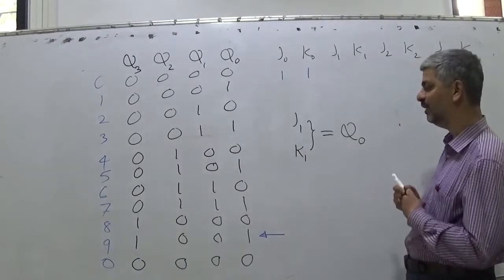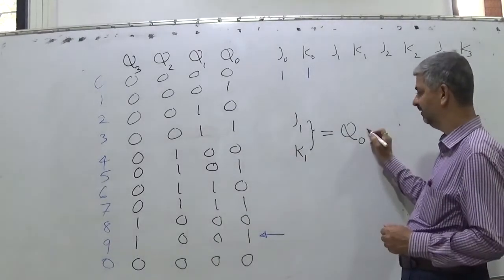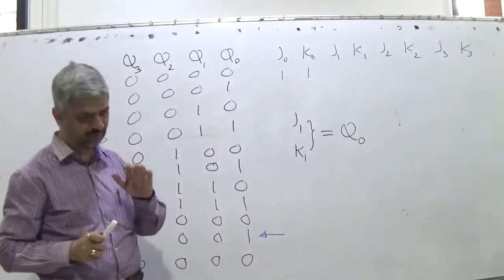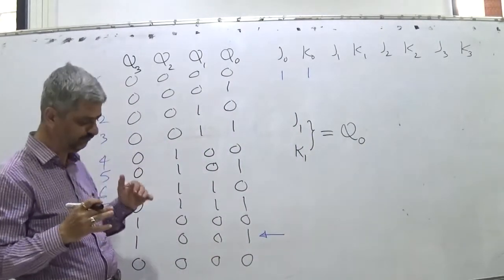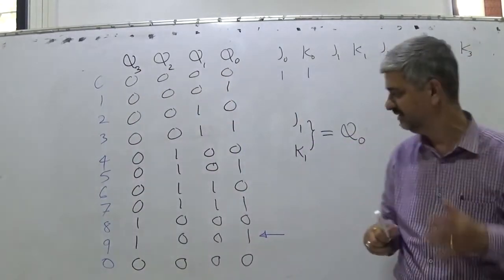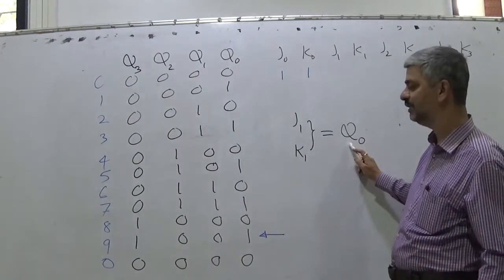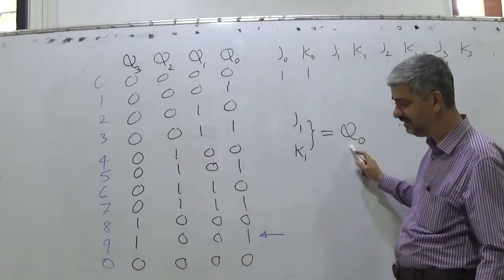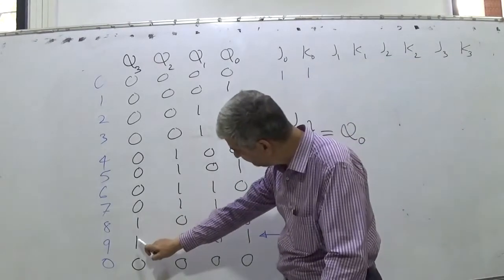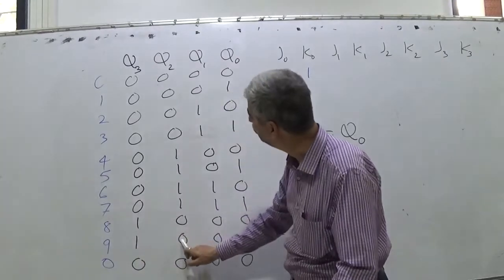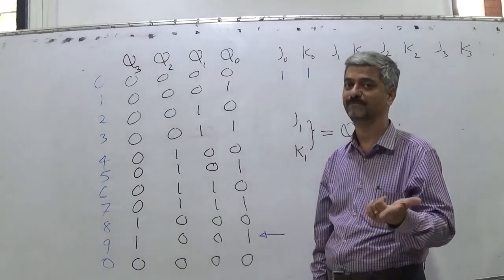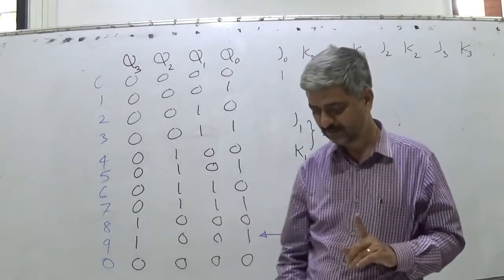So what you can do is, listen very carefully, it's a very fundamental issue. The idea should be understood. You are not expected to design a very huge digital system, but to know the concept. So if Q0 is 1 and Q3, Q2, Q1 are not 1, 0, 0. Listen very carefully.